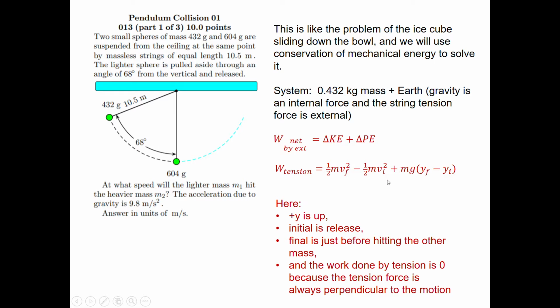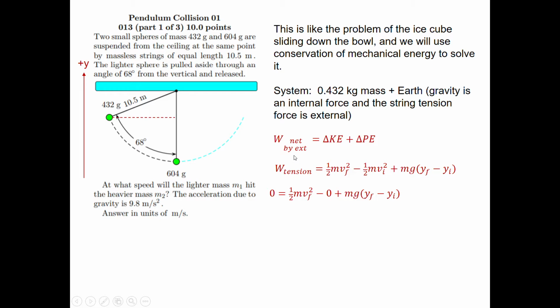Okay, change in kinetic energy is the difference in 1/2 mv squareds. Change in potential energy is the change in mgy. So let's take some conventions. When we use mgy, we have to take plus y is up. If we're going to use that potential energy form, we'll take the initial to be the release, final is just before hitting the other one, and the work done by tension is 0 because the tension force is perpendicular to the direction of motion.